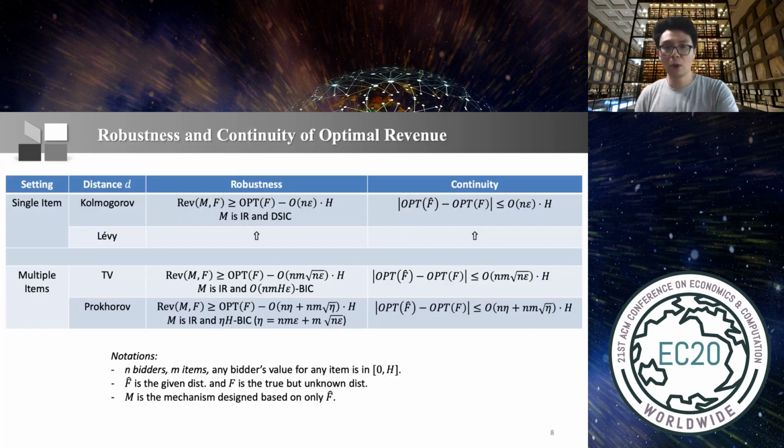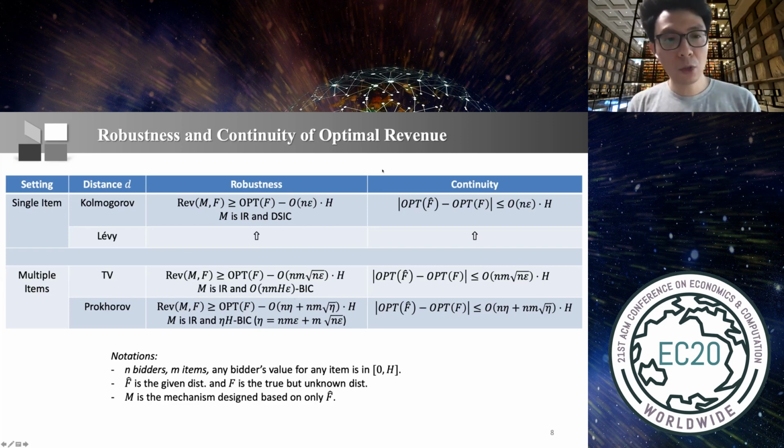And here's a summary of our robustness result. I won't go over the table very carefully. So for single item setting, we consider the Kolmogorov distance and the Levy distance. For multi-item setting, we consider the TV distance and the Prokhorov distance. One thing I want to point out is that in the single item setting, we can actually design a mechanism that's exactly dominant strategy incentive compatible. While in the multi-item setting, we have to settle for approximate Bayesian incentive compatibility.